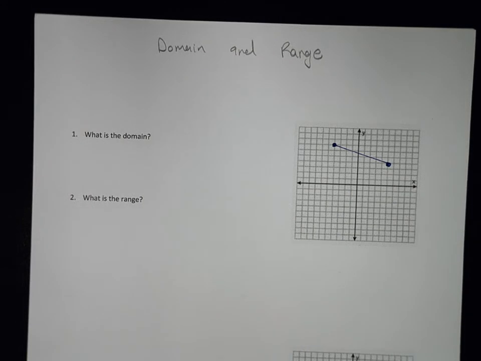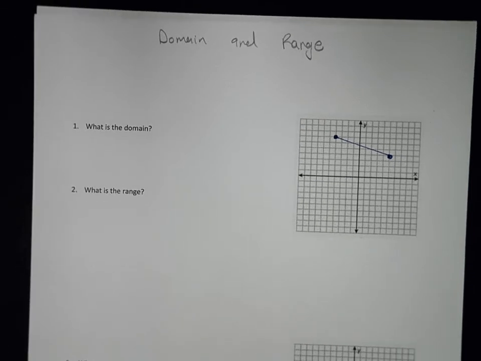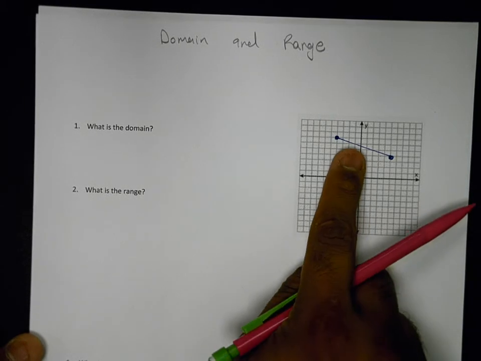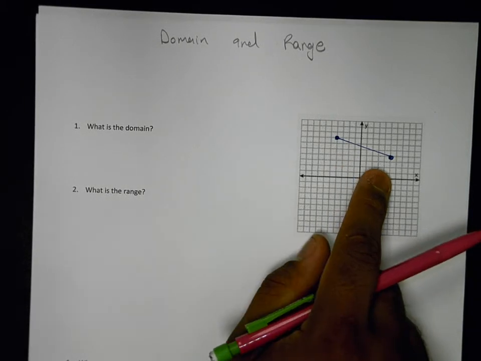Looking at finding domain and range, there are lots of different ways to do this depending on how the function is given, drawn, or given as an equation. So this is a very broad topic. This is only one particular way to find it for a particular type of function presented a particular way. So basically, here's a function drawn on the graph, and I want to find its domain and range.